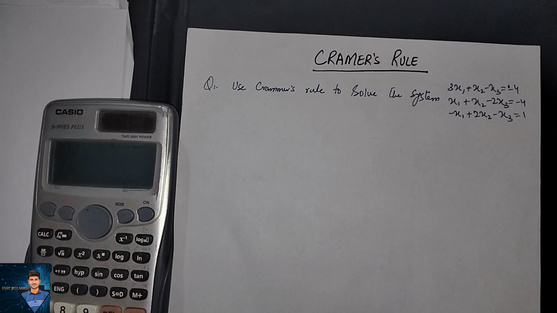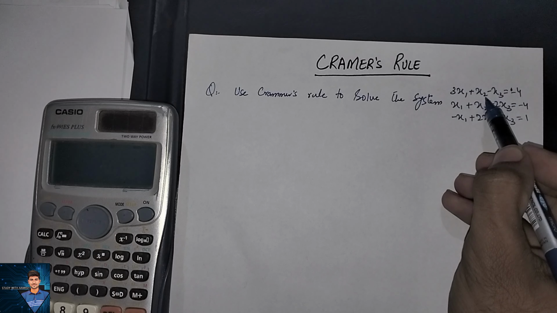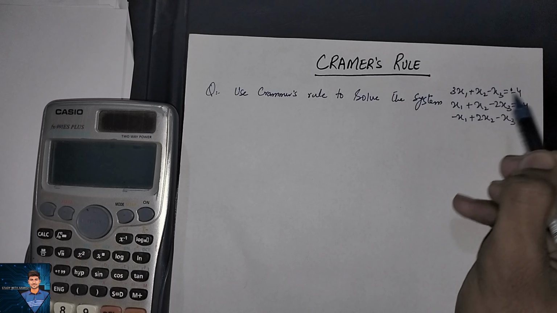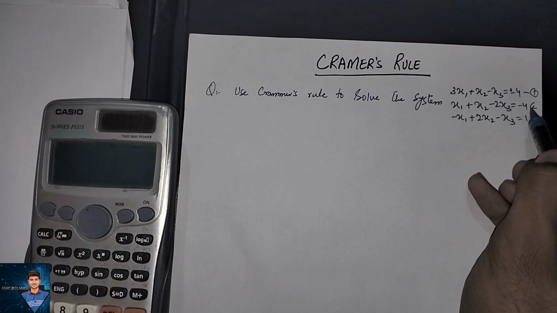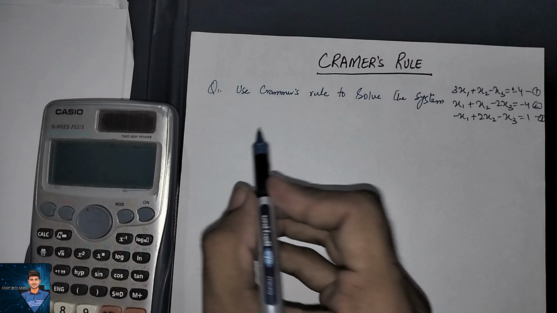Today I will be teaching you guys how to solve this system of linear equations using Cramer's rule, and I will tell you some short tricks for solving the matrices by using Cramer's rule. So we have the example: 3x1 plus x2 minus x3 is equal to minus 4. This is our equation, three equations that we have been provided. So let's start solving that with Cramer's rule.